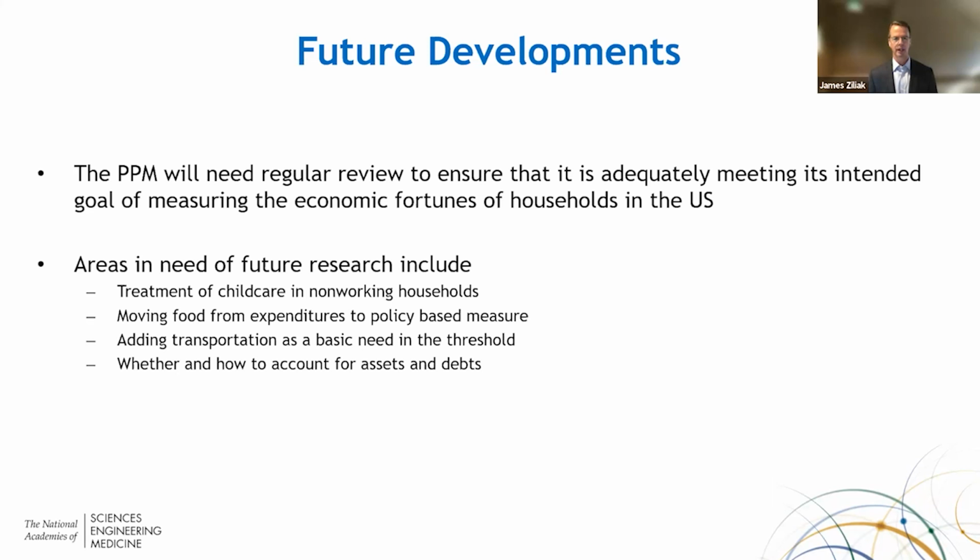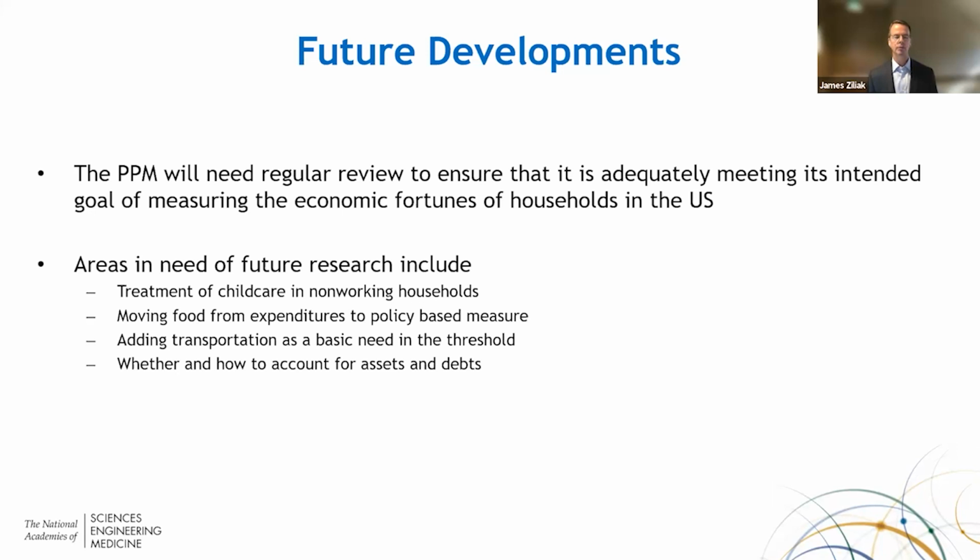And therefore, the PPM would require regular review to ensure that it's adequately meeting its intended goal of measuring the economic fortunes of households in the United States. Along these lines, areas that the panel did discuss, but did not make any formal recommendations on at this point in time, include food. I have a bullet point there about treatment of childcare and non-working households. Jane adequately covered that, and she'll discuss perhaps more in the Q&A, so I won't touch on that. I do want to mention food right now.